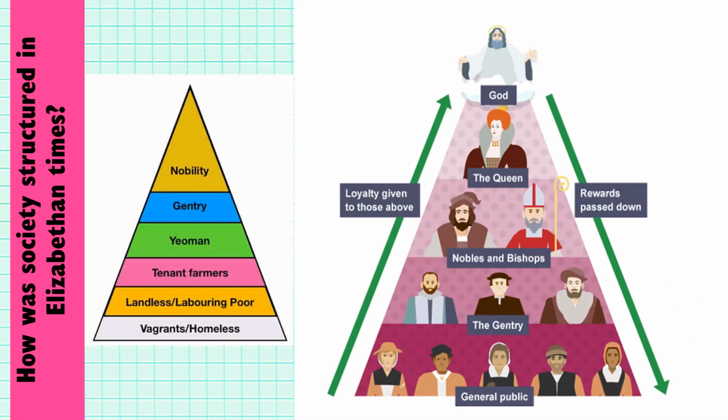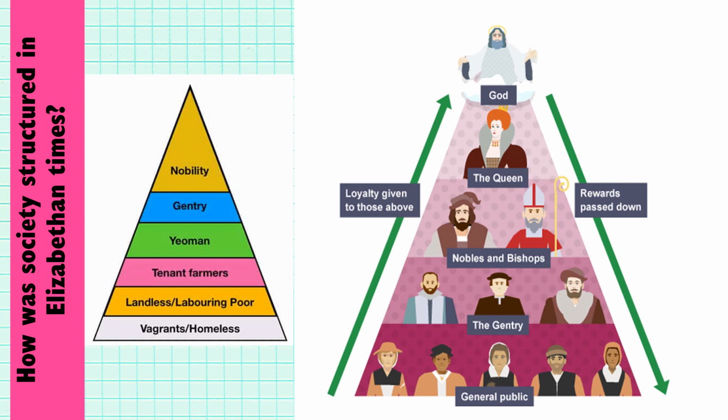We need to think then about how society was structured in Elizabeth's time. Elizabethans were really fond of social hierarchy. So they had something called the Elizabethan chain of being, which is something we'll look at a little bit more later on. At the top is God. God is the person that grants power to Elizabeth. So Elizabeth's power comes from God. It's that belief in divine right. And she's Protestant as well, so it's worth bearing that in mind.